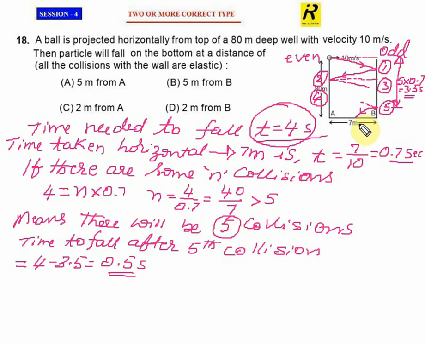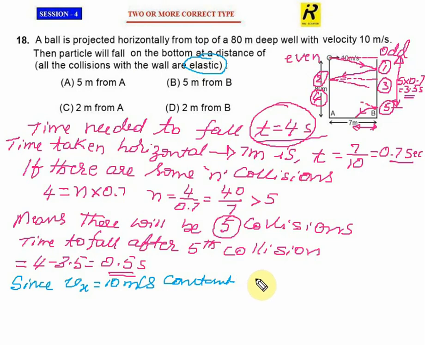So now I have to do a calculation for this. That is, how much horizontal displacement it will make in this 0.5 seconds. So for that I do the calculation like this. Since the horizontal velocity, that is Vx, equals 10 meter per second, is constant, because the ball is making elastic collision with the wall. In elastic collisions, velocity after collision should remain the same as before.